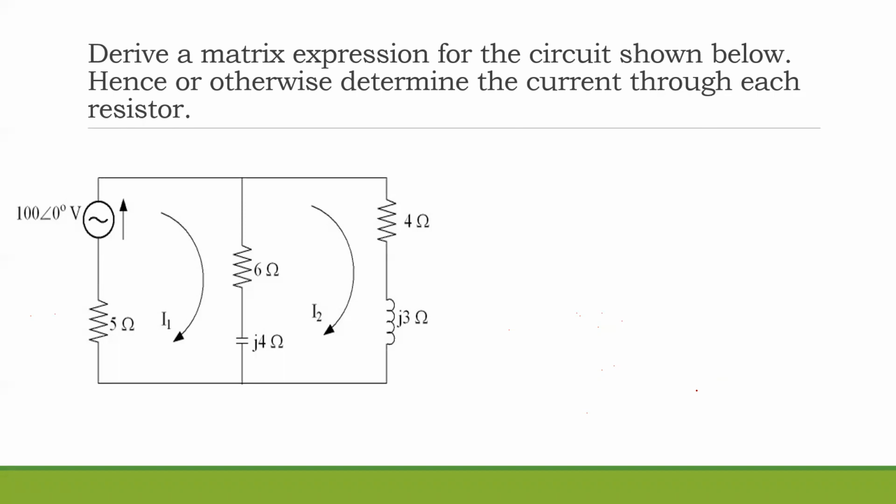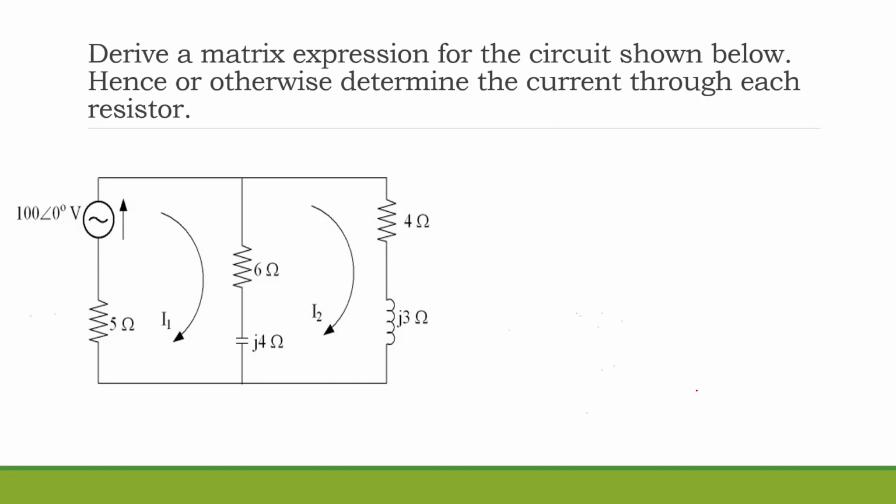All right, somebody want to help me? Mr. Hodges. So you would add all the elements in mesh 1, which would be 5 plus 6 minus J4 ohms, which gives you 11 minus J4. Okay, all right, so that's A11.